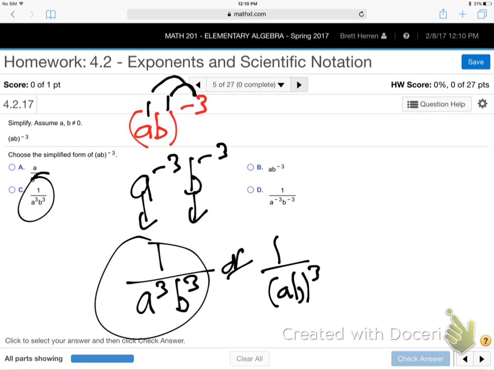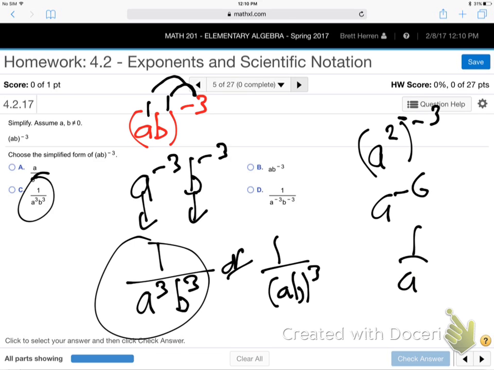So what if you get a positive inside and a negative outside? Yeah, so they would just multiply. So like if you had a squared to the negative 3 like that, they would just times, that'd be a to the minus 6, right? Because positive times negative is negative. And then you'd flip, and it'd become positive 6. Make sense?